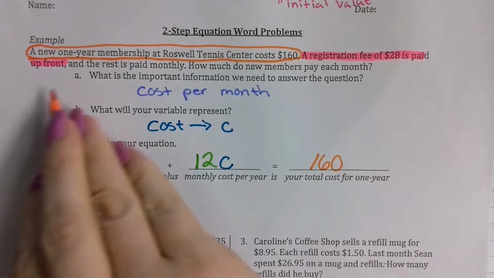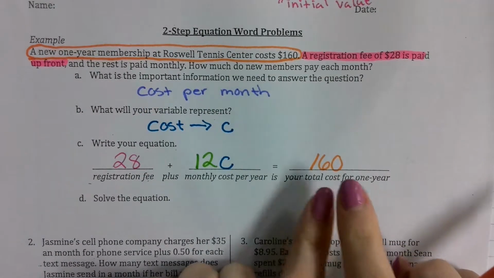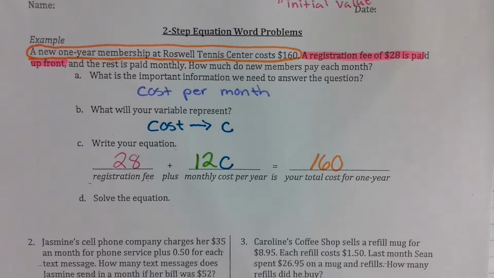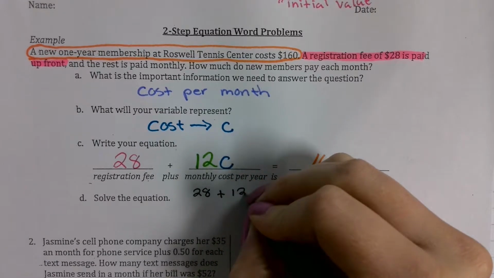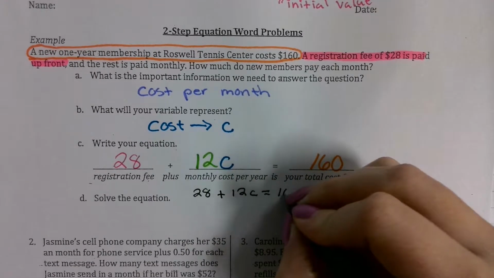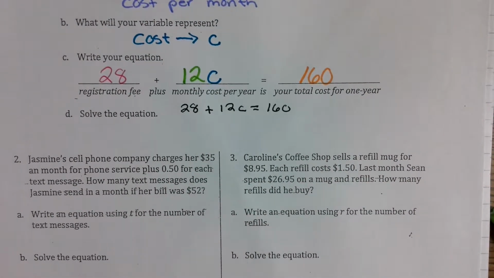Okay, so $160 is that new membership cost for the year. That's what it's set equal to. That's what our total is supposed to be. Once you've got the equation set up, then you can go ahead and solve using inverse operations. So I know my equation is 28 plus 12C to equal 160. I now need to go through step by step to solve it. What is the first inverse operation that I need to perform here?